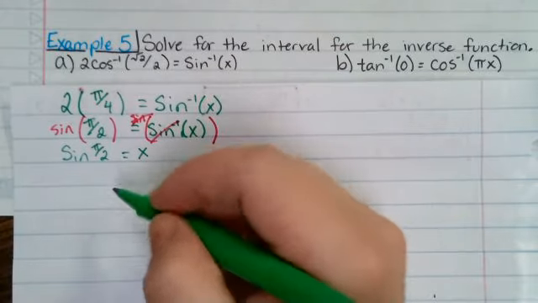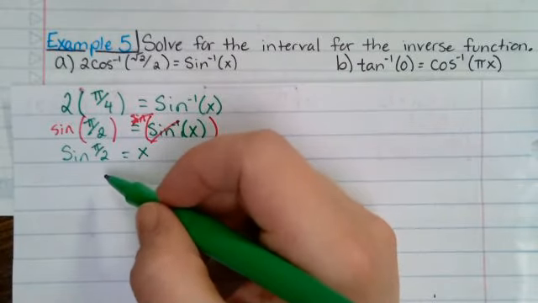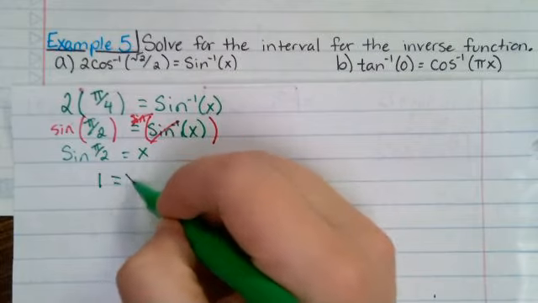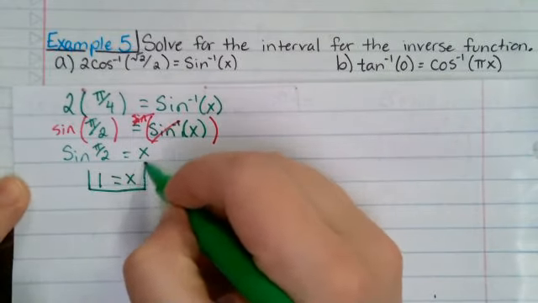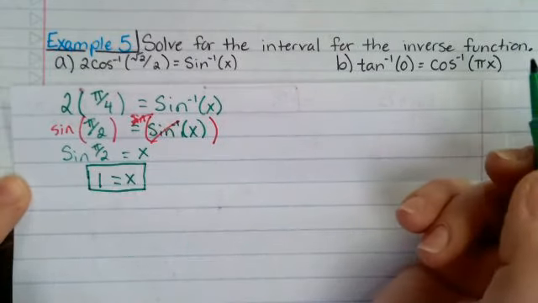So go on your unit circle, look at pi over 2, look at the y value. The answer is 1. Ta-da!